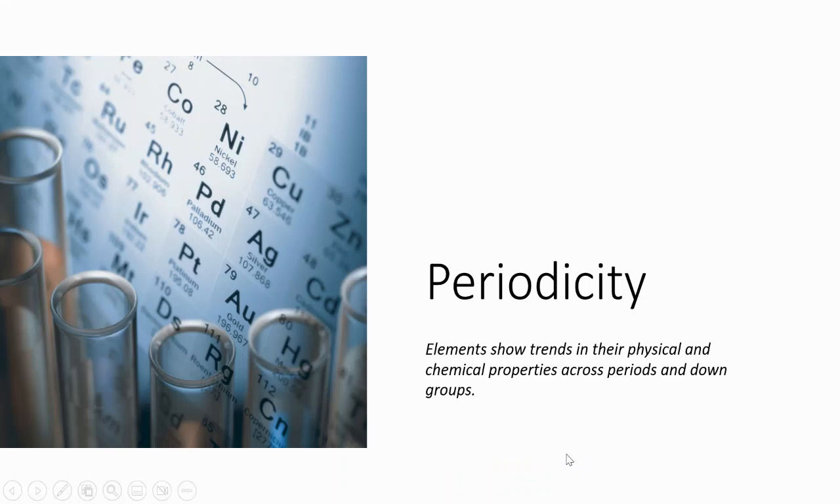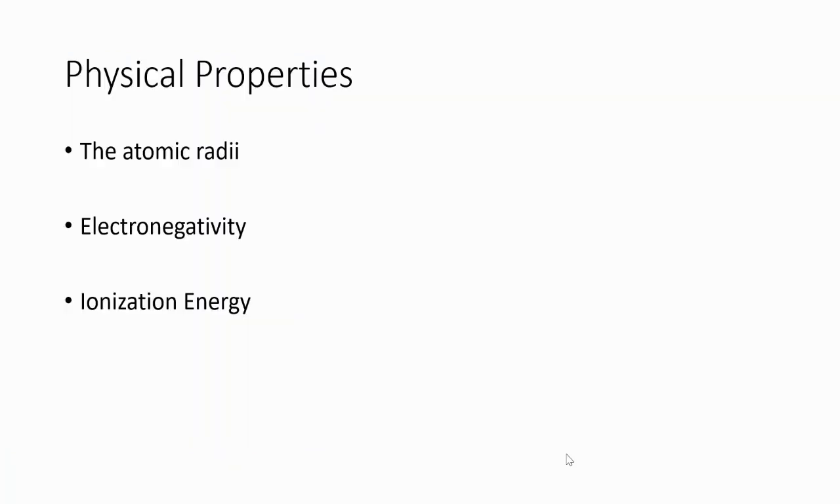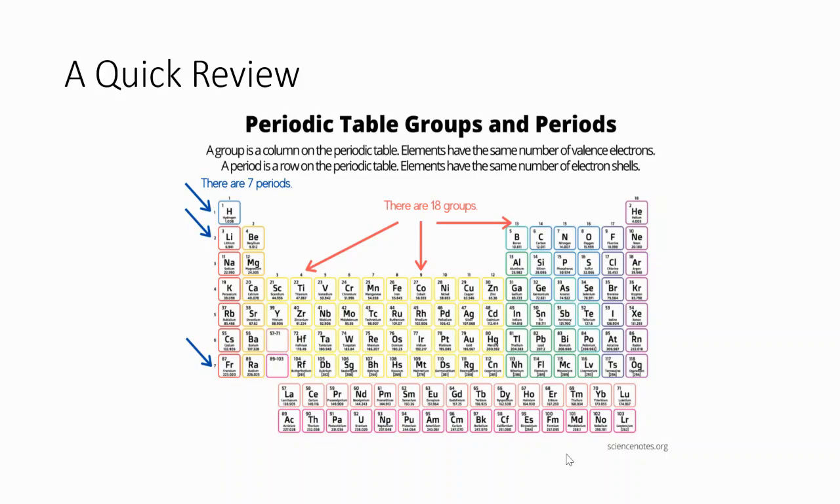This video is about periodicity, which refers to the repeating trends in element properties on the periodic table. These are the physical properties of interest that we will cover. These properties explain the periodicity of chemical properties that we will look at later on. Let's start by reviewing what we already know.